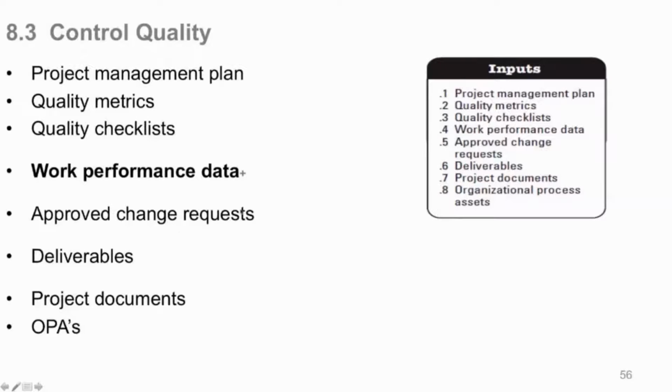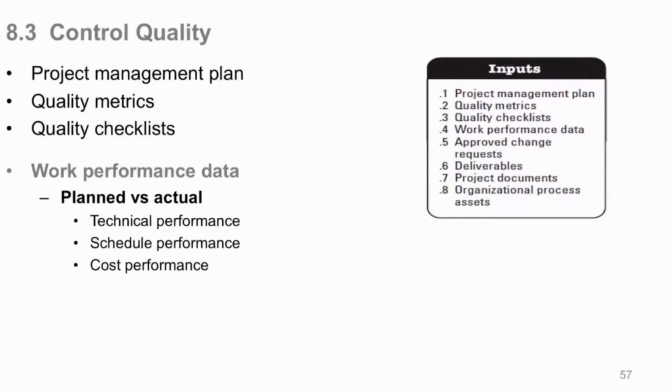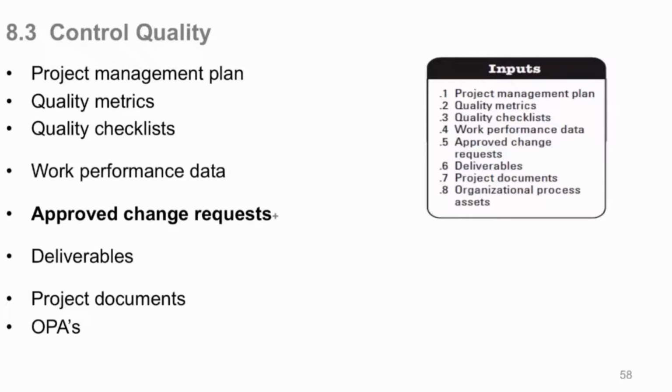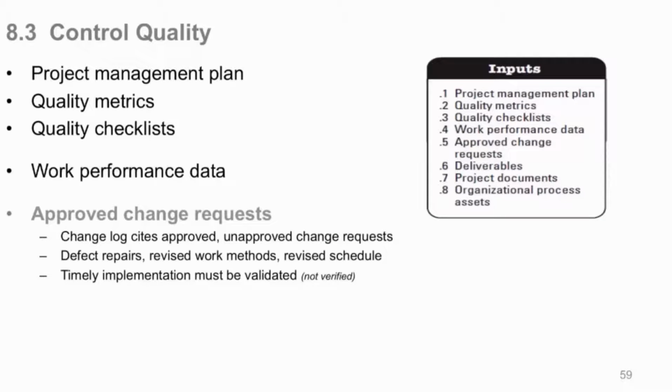Work performance data comes in, and that would be data like planned data per your baseline plan. You would compare that to actual results, whether it's schedule, cost, time, whatever it might be: technical performance, schedule performance, cost performance. That data comes in from executing the work. Approved change requests, again, come in because what you're going to do is validate that those are right, that they've been accomplished and embedded in the work product.